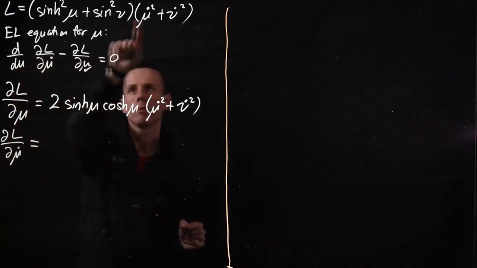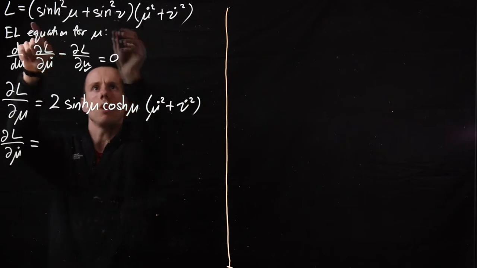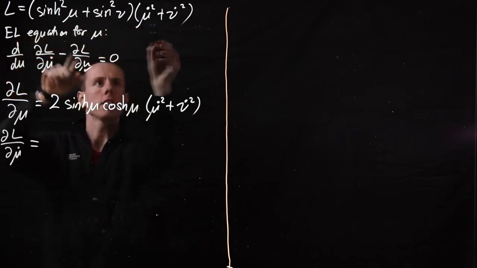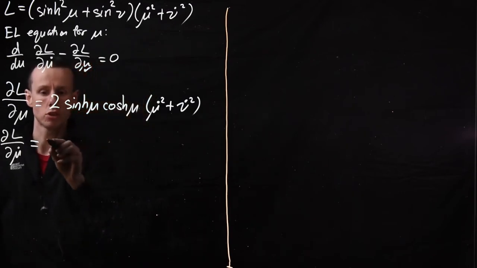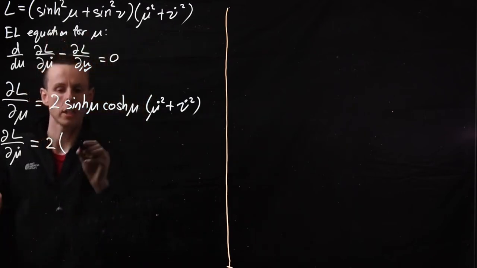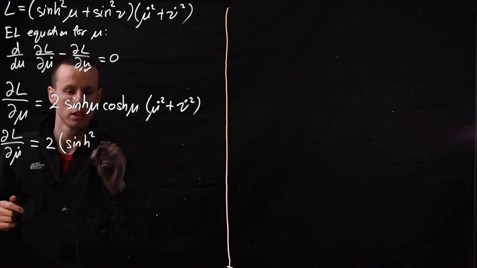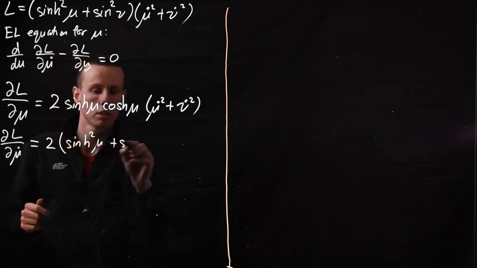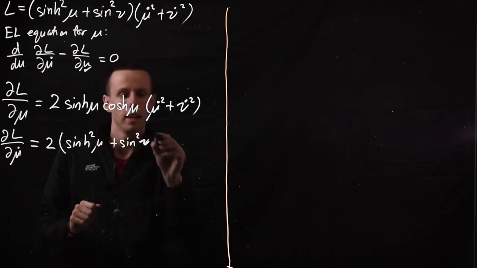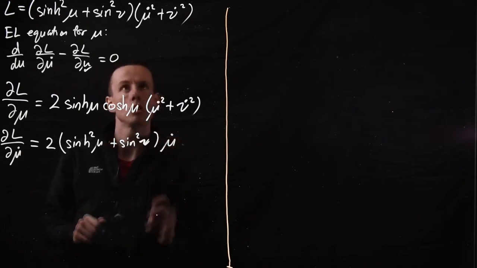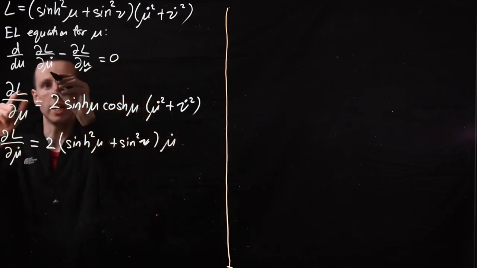Okay, if I differentiate with respect to mu dot here, well, this whole bit in front is constant then. So I differentiate this and I just get 2 mu dot. So I will just have 2 times this whole bracket, sine squared mu plus sine squared nu, times mu dot. So that's that part found.